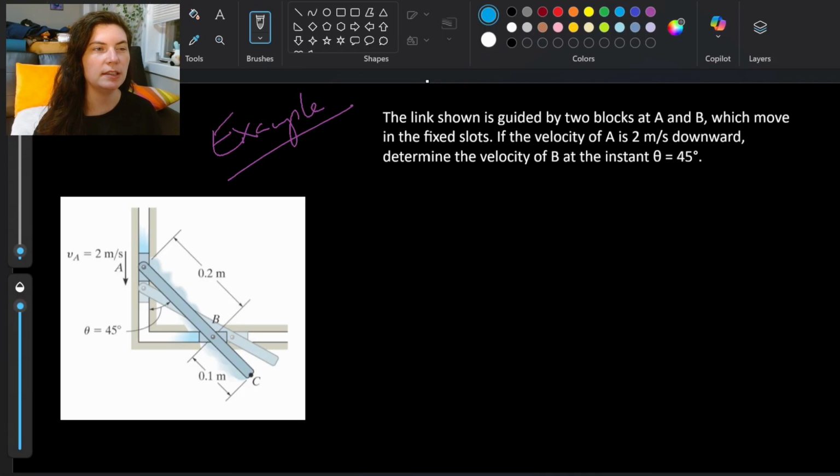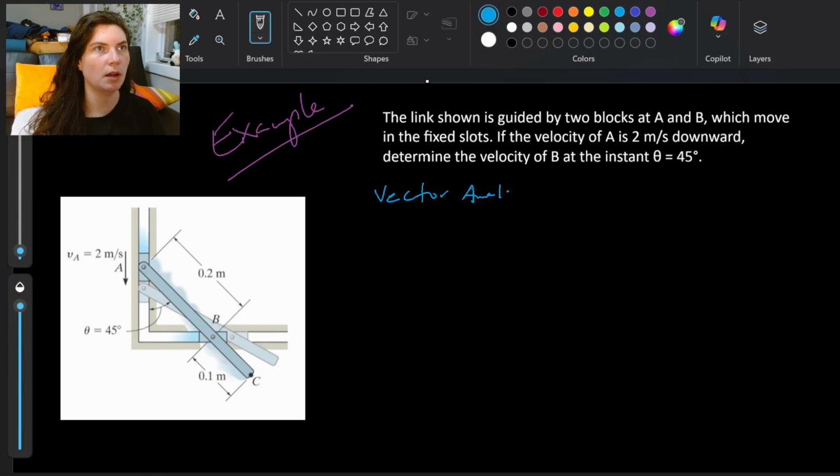So we've got this link that's shown that's guided by blocks A and B, which move in the fixed slots. If the velocity of A is 2 meters per second downward, determine the velocity of B at the instant when theta is 45 degrees. Right, so I'll draw our kinematic diagram, what we always want to start with. And I think I'll start with vector analysis. We'll go ahead and do both vector and scalar analysis for this, so you can see how both work. But we'll start with vector.